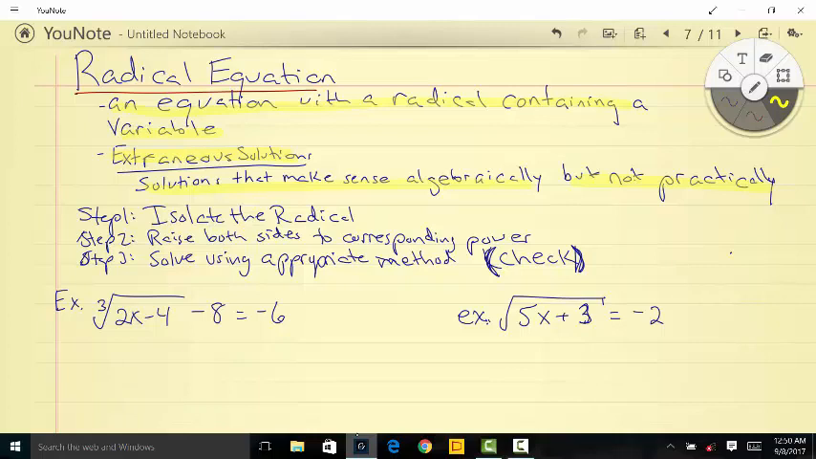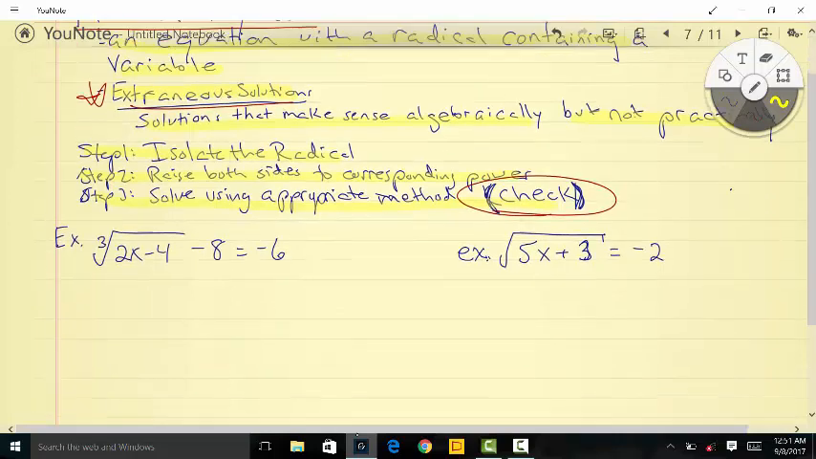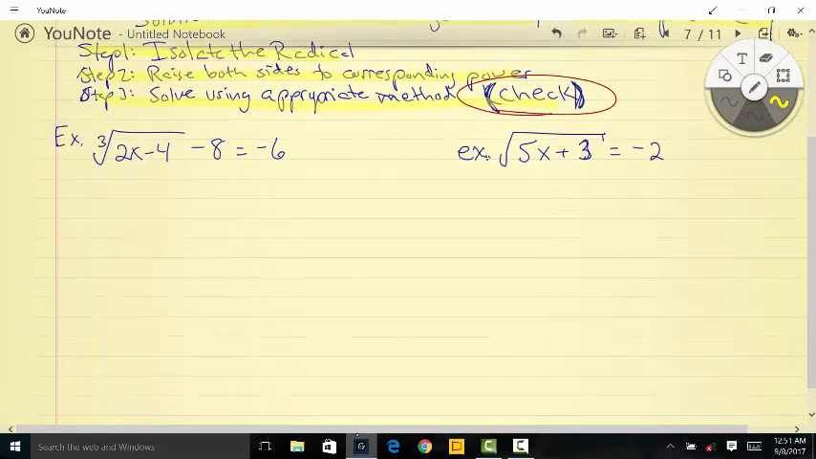So, three-step process on solving a radical equation, and that's to isolate the radical. First step is to isolate the radical by itself, no matter what equation you're doing. And then step 2 is raise both sides to the corresponding power. So if we're dealing with a square root, we'll raise it to the second power. If we're dealing with a cubed root, we'll raise it to the third power. And then we'll finish solving using an appropriate method. And lastly, we're going to always want to check our work because of the presence of possible extraneous solutions with this type of equation.